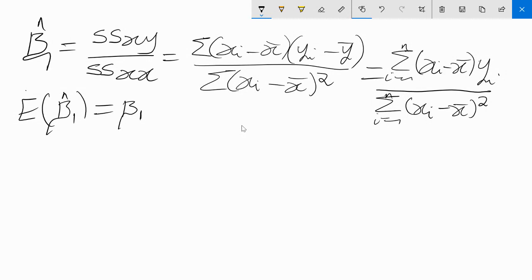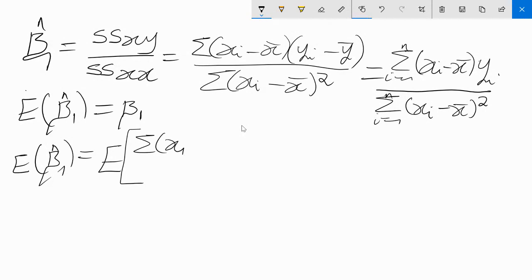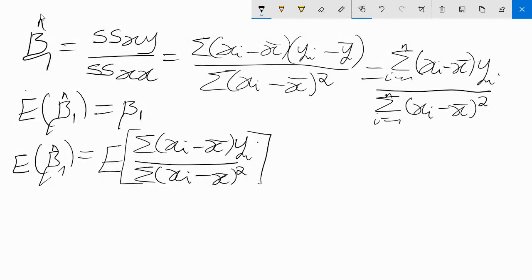So we are going to have the expected value of beta 1 hat, which is nothing but the expected value of the summation of (xi minus x bar) yi divided by the summation of (xi minus x bar) squared. So the expected value of beta 1 hat is the same as the expected value of this. And our summation of xi minus x bar is a constant.